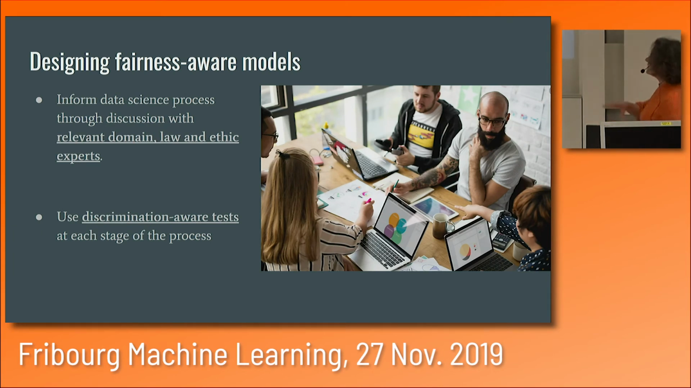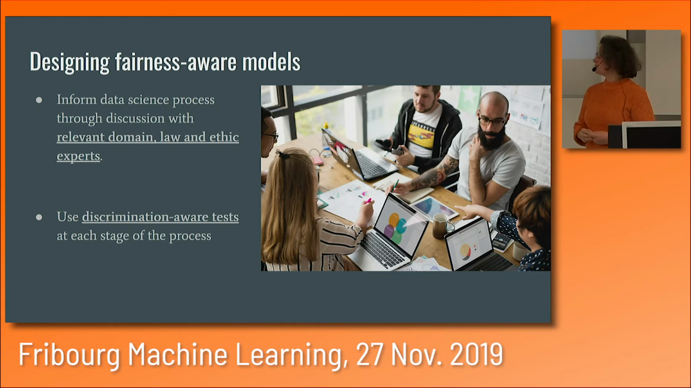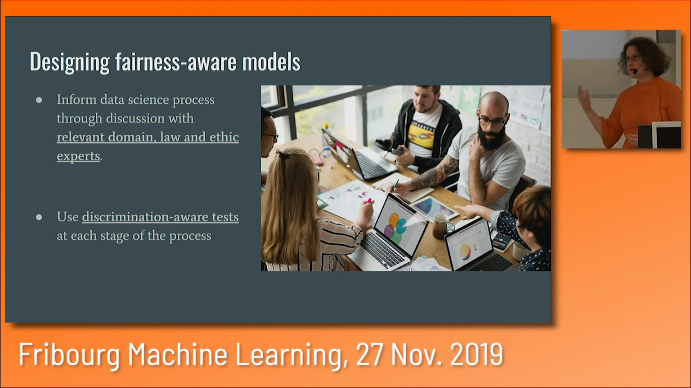So now that we know where discrimination might come from and how to assess for it, what's the way to design a model that is at least a bit more fair than normal? The first step, and the author insists on it, and I insist even more, is that the data science process should be informed and with regular discussions with domain, law, and ethics experts. Data science shouldn't try to resolve this issue by itself, basically.